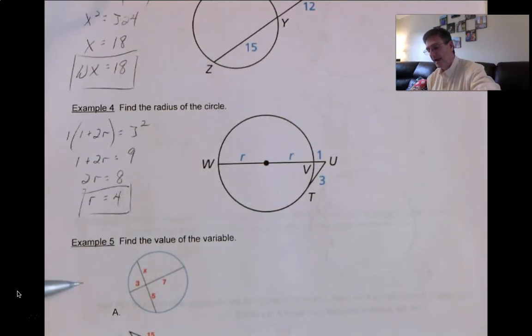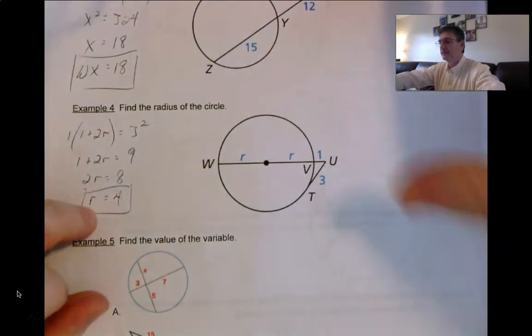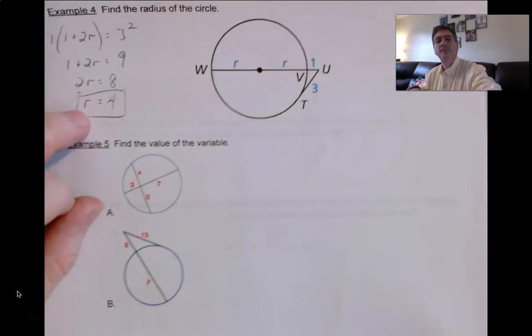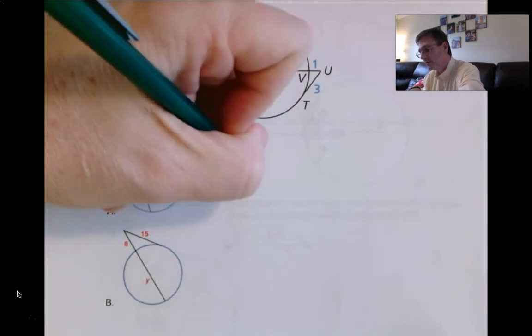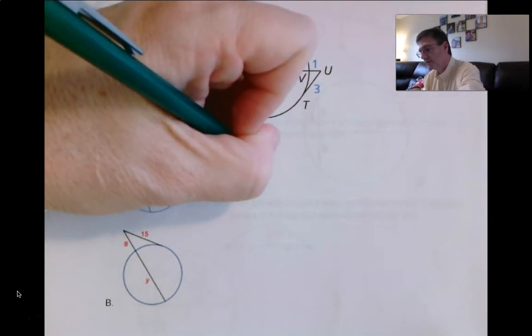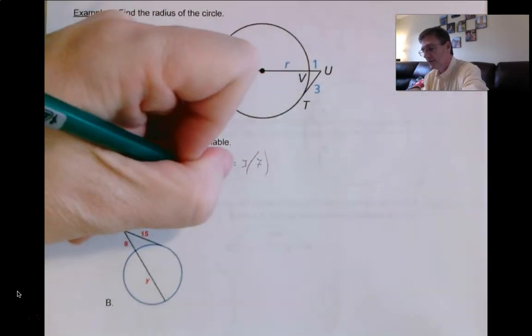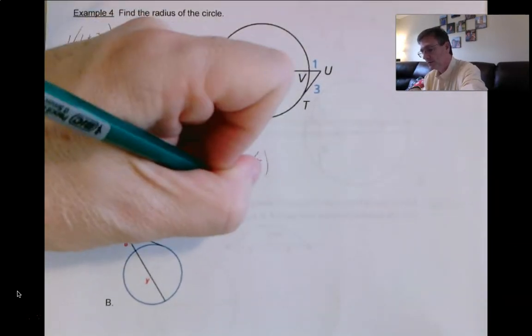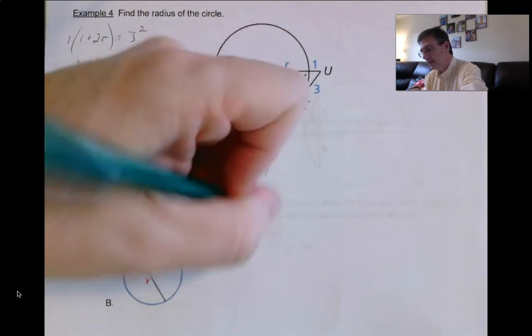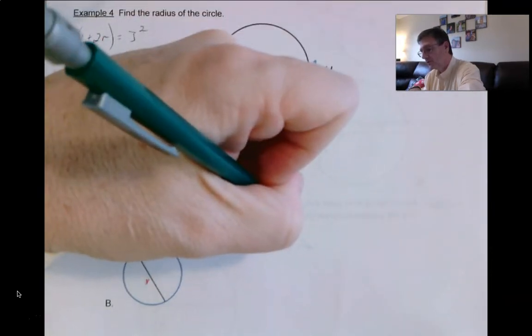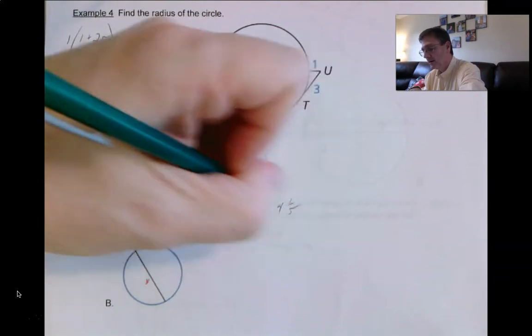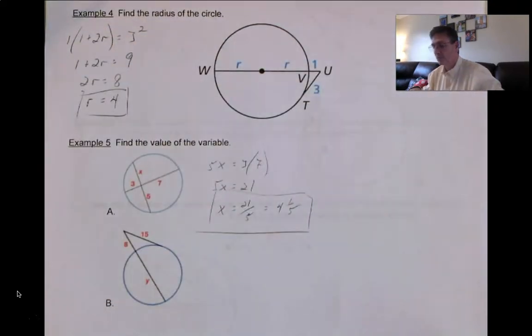Example 5a. X times 5 is equal to 3 times 7. So 5x equals 21. X equals 21 over 5, or 4 1/5, 4.2.